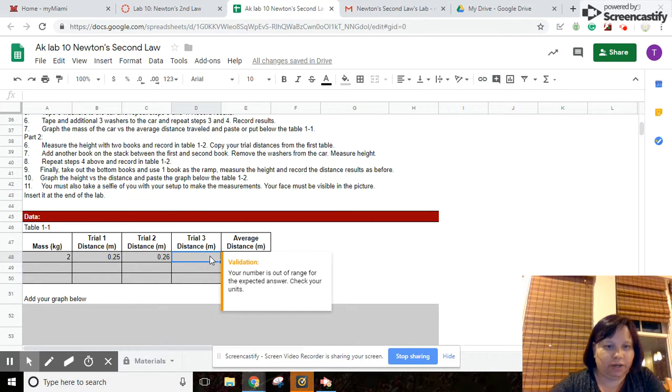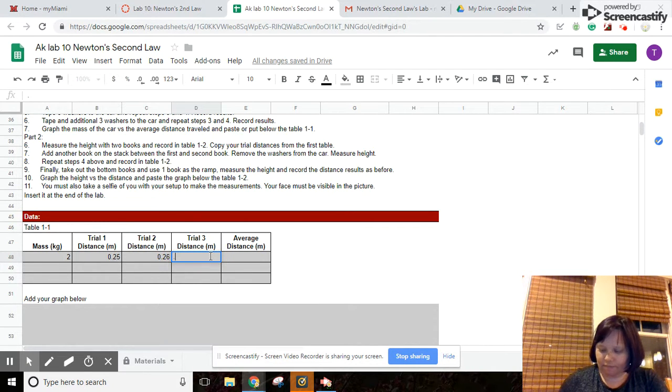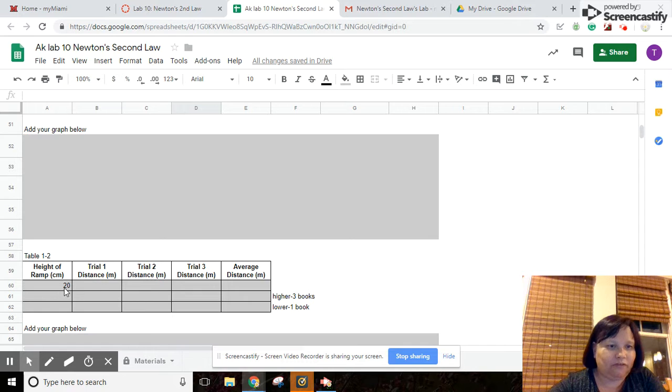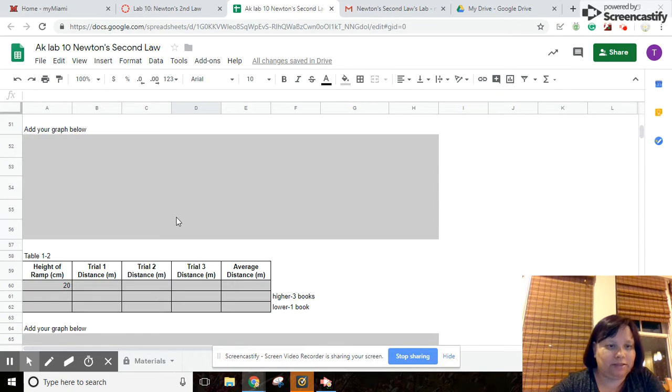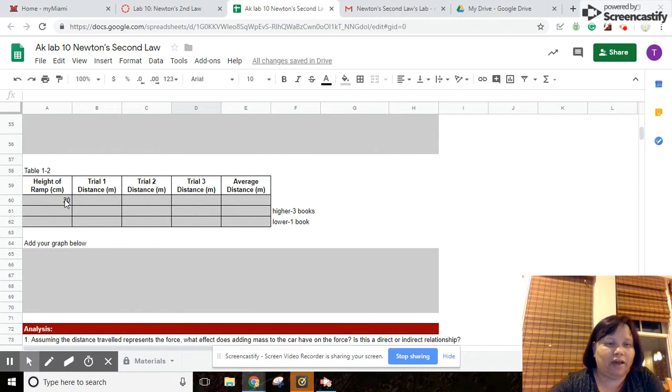But what I wanted to show you here is that when you have your first set of numbers, that first set of numbers is actually going to end up being your first set of numbers down here. Here we're looking at the relationship between mass and distance. In this table, we're measuring the height of the ramp that you create and the distance.